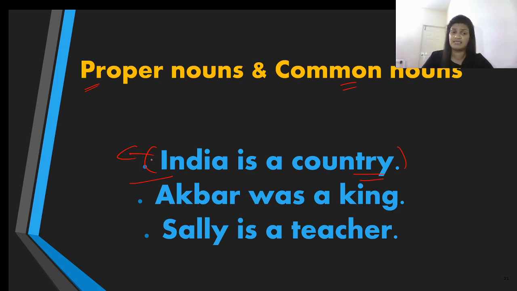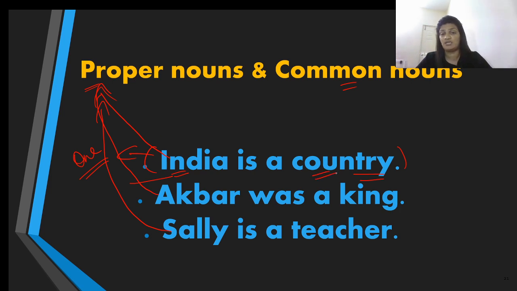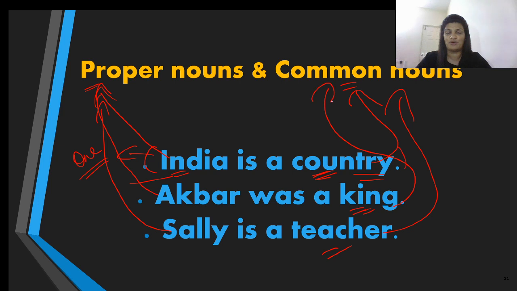And the question that I want you to ask is, how many Indias do we have, by the way? Well, the answer is just one. India is just one of a kind, right? And this is the name of a place, and this is your proper noun. Similarly, how many Akbars? Just one. It's the name of a person. Sally is also one. But when it comes to country, king, and teacher, when I say how many countries? Well, of course, many countries. How many kings? Many kings. How many teachers? Of course, many teachers. That is why they qualify as our common nouns. Proper nouns are these and common nouns are these.